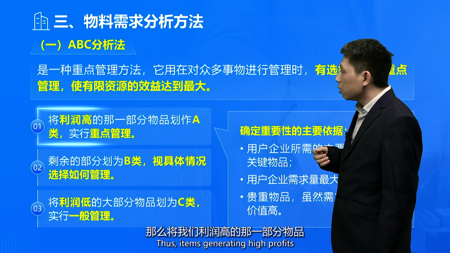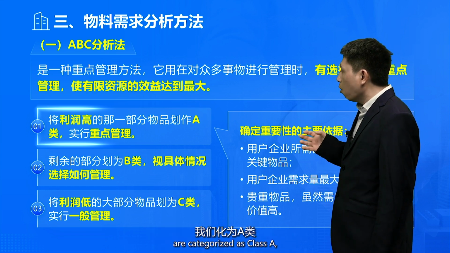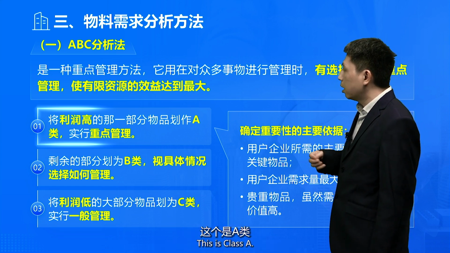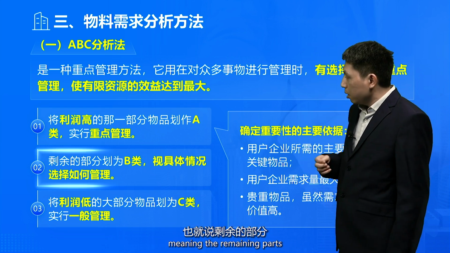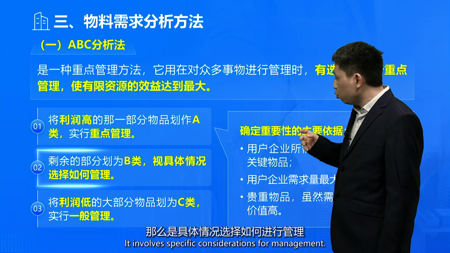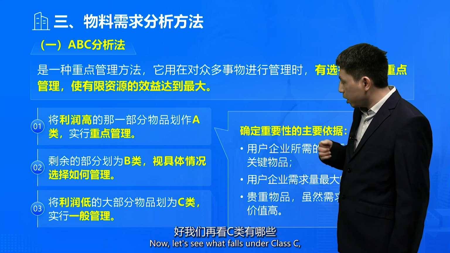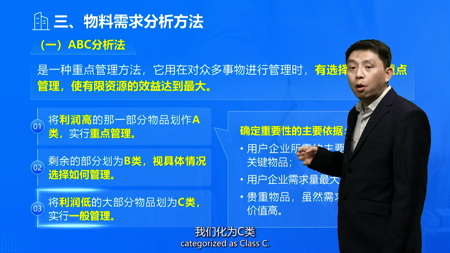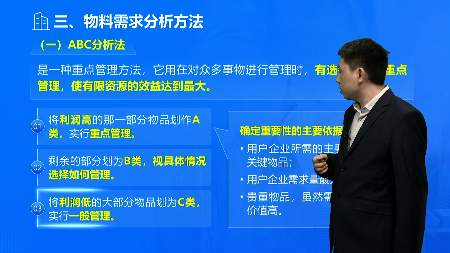Thus, items generating high profits are categorized as Class A, which are given priority management. This is Class A. Then, Class B. We look at what requirements it has, meaning the remaining parts are categorized as Class B. It involves specific considerations for management. Now, let's see what falls under Class C, which includes items with low profits. These can be managed in a general manner.